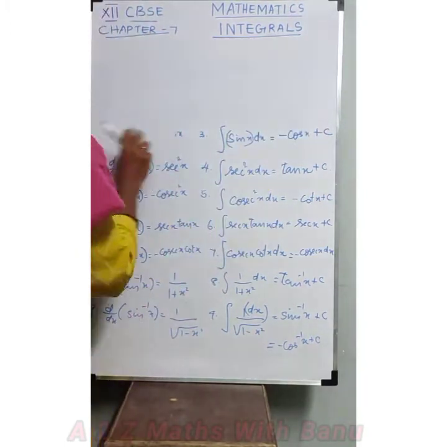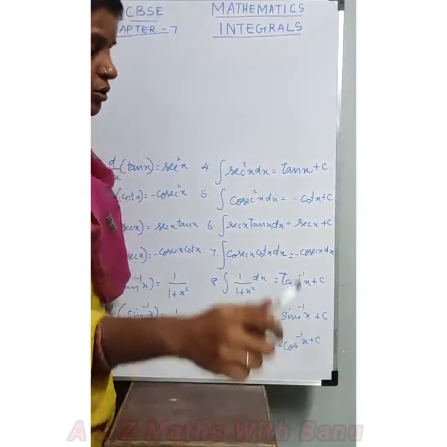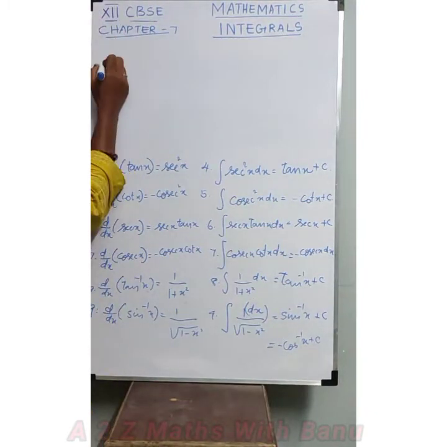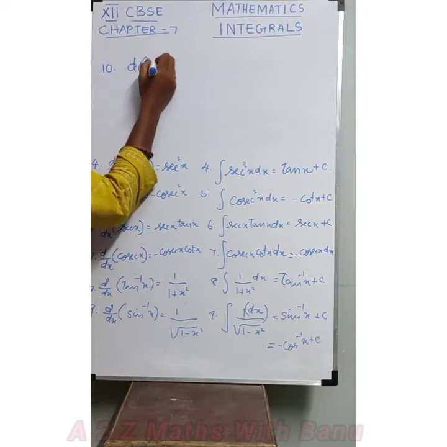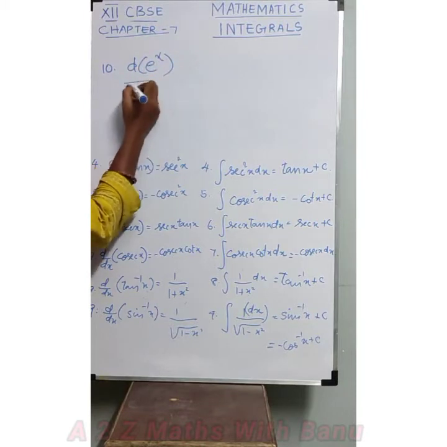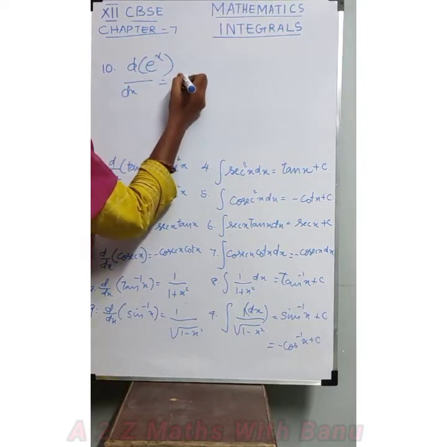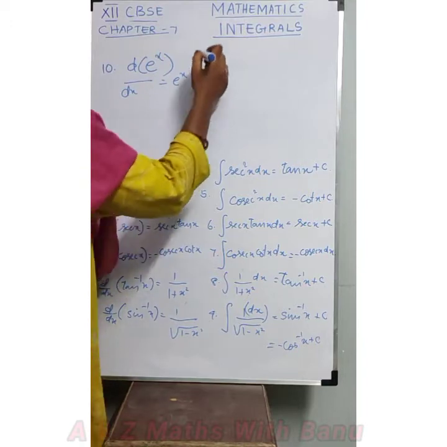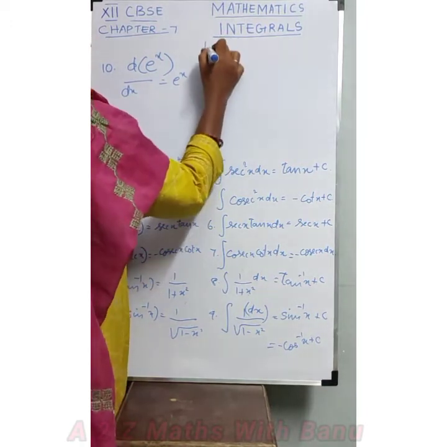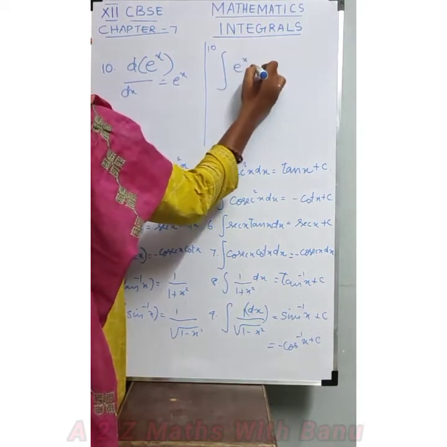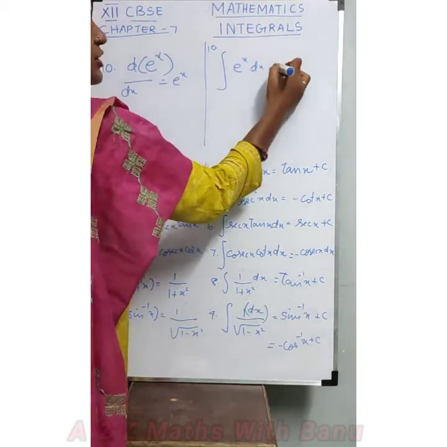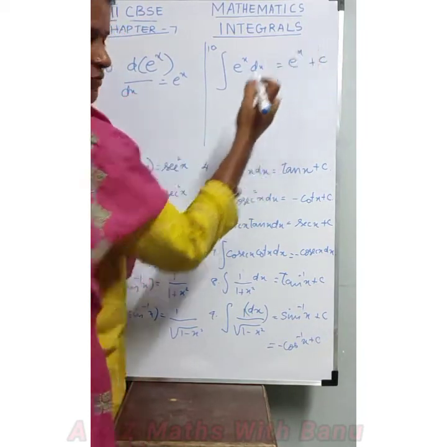Then we have, you know that the derivative of the exponential, that is e power x, is again e power x itself. And therefore, the integration of e power x with respect to x is going to be e power x itself.